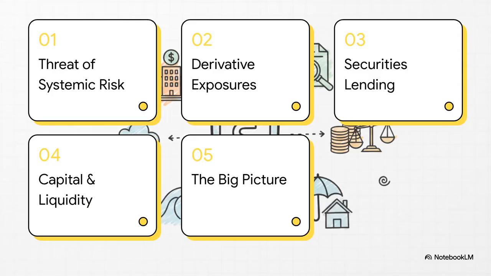To make this compliance roadmap as clear as possible, we've broken it down into 5 key areas. First, the threat of systemic risk. Second, reporting derivative exposures. Third, securities lending collateral assets. Fourth, managing capital and liquidity. And finally, the big picture.